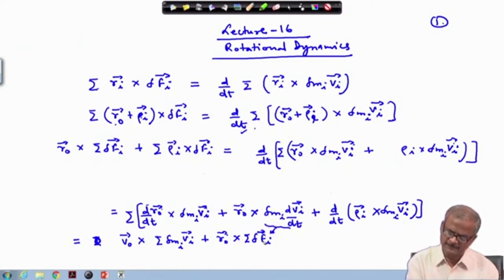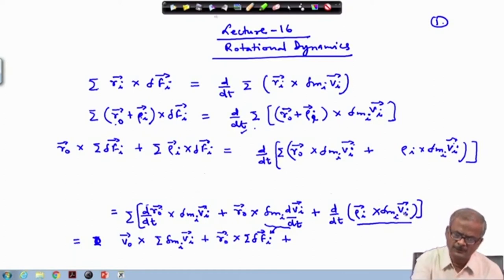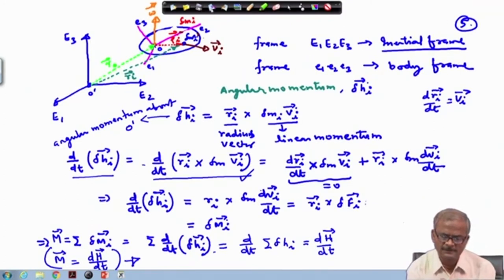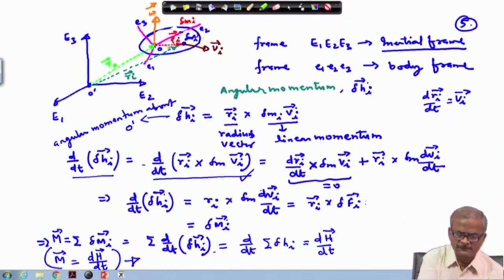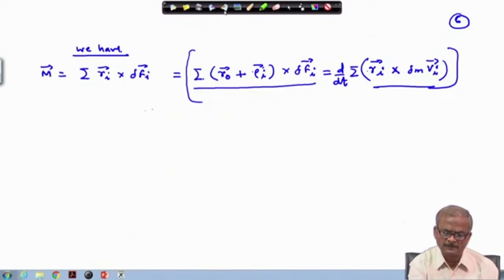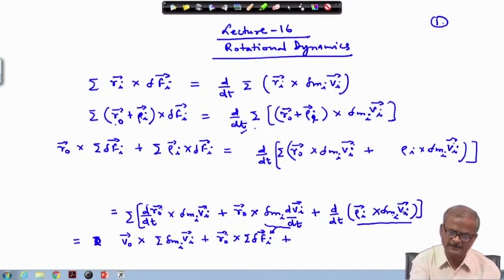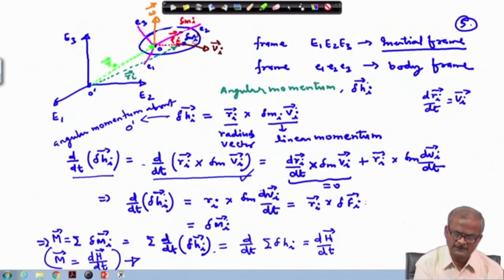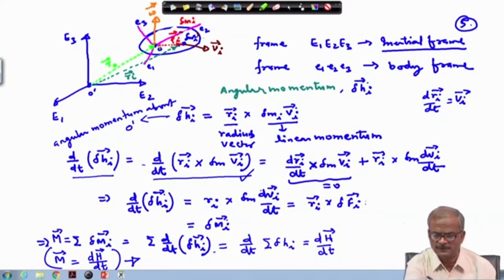So, this is delta f I, and plus now look here at this quantity: rho I times delta m times V I. Going back to the previous lecture, this is your rho I from this place to this place. And rho I times delta m times V I, where delta m is the mass and V I, so this is the linear momentum. So, this distance times the linear momentum gives me the angular momentum about this point O.